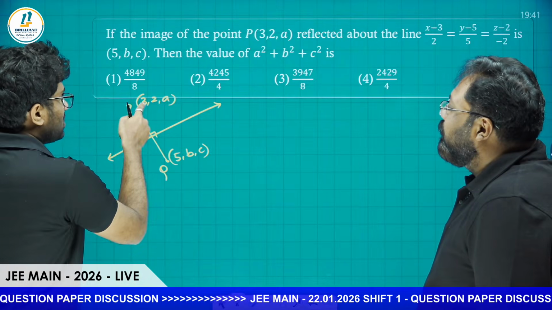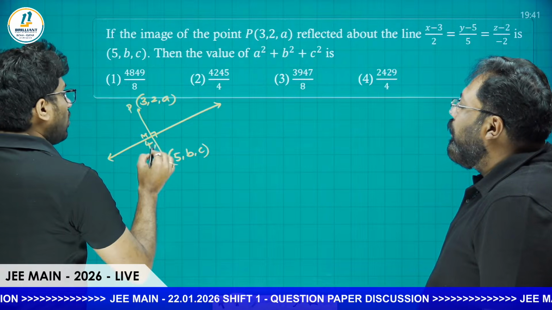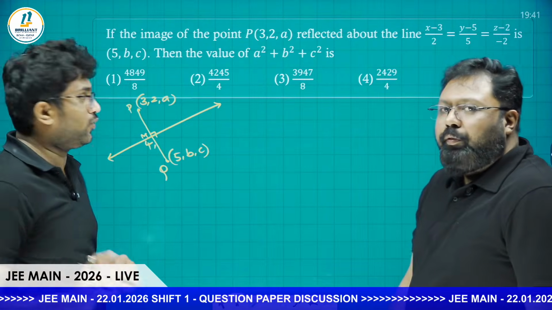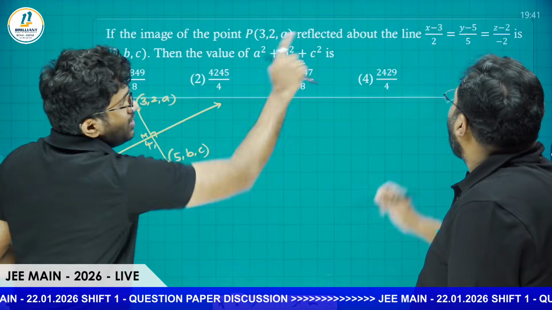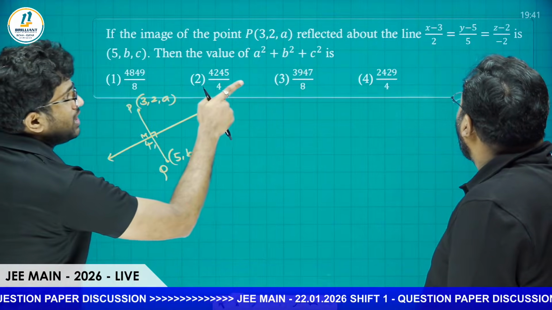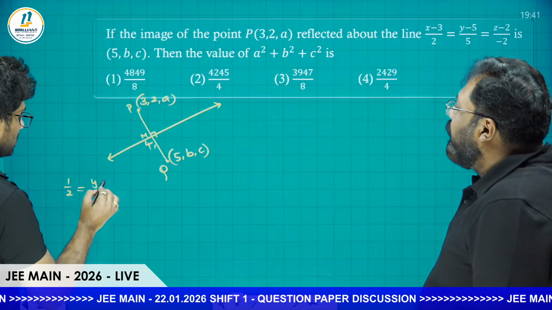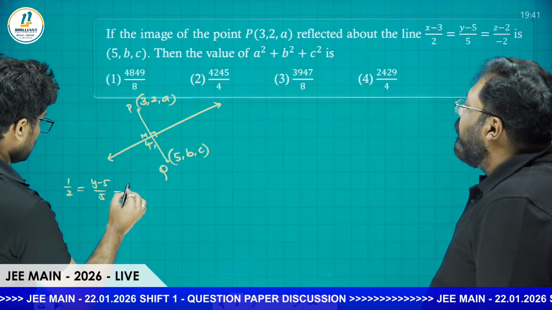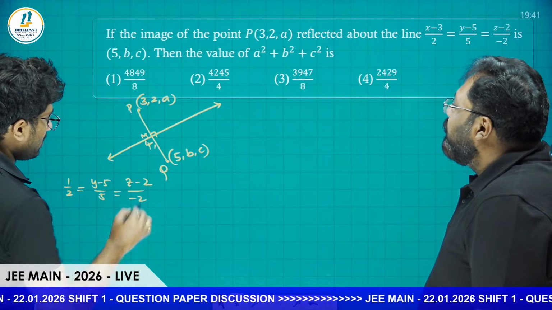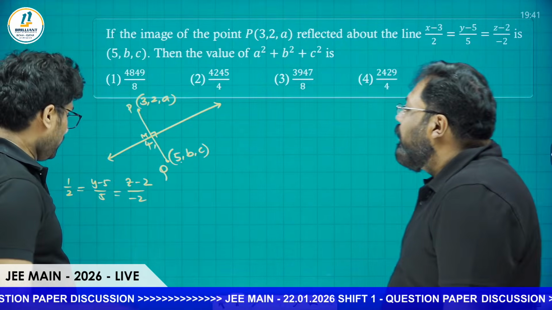So that is 5 plus 3, 8 by 2, which is 4. So the x coordinate of the foot of the perpendicular is 4. Now that has to satisfy the equation of the line. Put x equals 4. 4 minus 3, which is 1 by 2, should be equal to (y minus 5) by 5, that is equal to (z minus 2) divided by minus 2. It became so easy because of this. Otherwise it is very, very difficult.